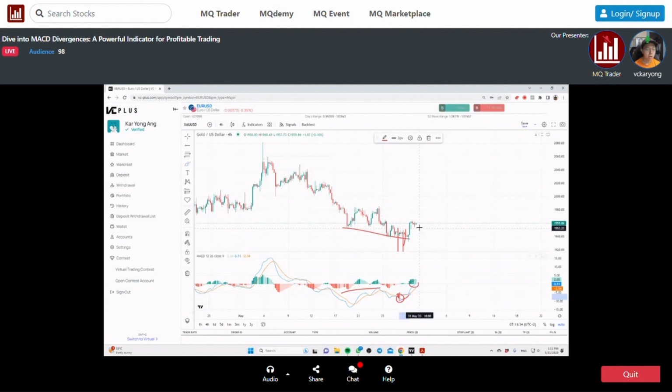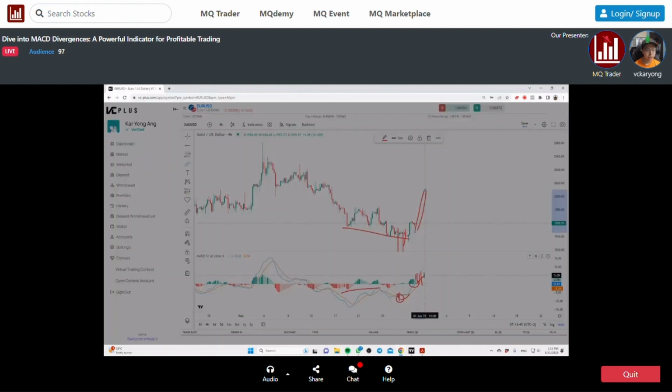The buy. Now, suppose you buy it up and then this one here continues to rise, right? Your histogram continues to be green and it's getting bigger. That's great, right? It means that you can continue to hold on to it. But at one point in time, if let's say your histogram, whoops.